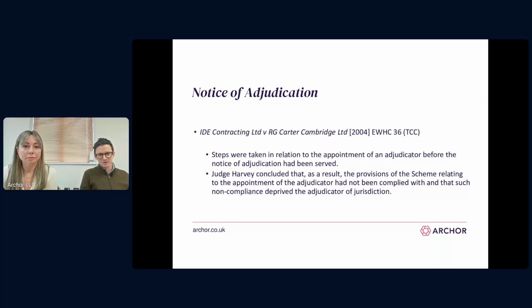So we're going to look at some case law about the interaction between the timing of the notice of adjudication and the request to a nominating body to nominate an adjudicator. Strictly speaking, it should happen in that order. You serve your notice, you make sure the notice is served, and then you apply to the nominating body, for example, the RICS or TEXA, for an adjudicator to act. The issue with getting it the wrong way around is that that adjudicator won't have jurisdiction because there's no document in play, i.e. the notice, that would have given them that.